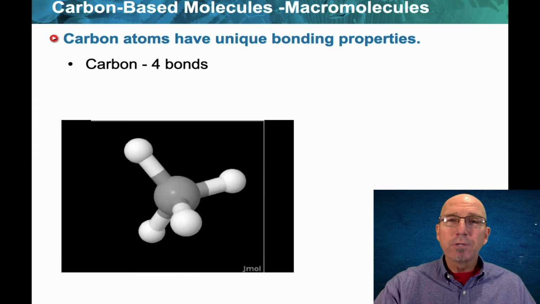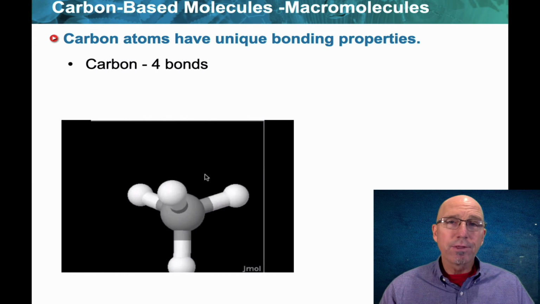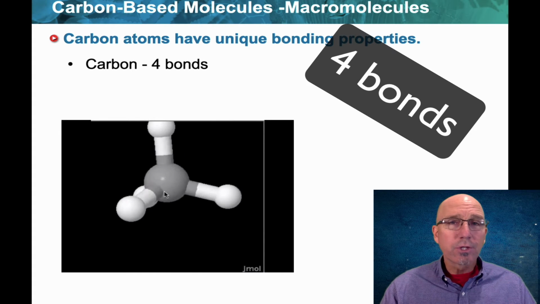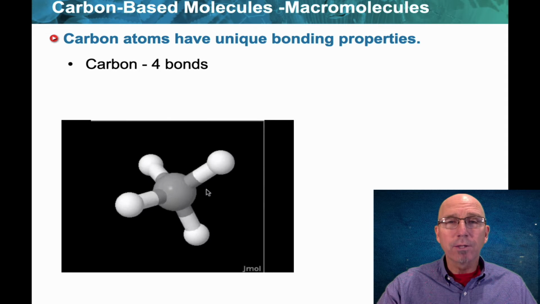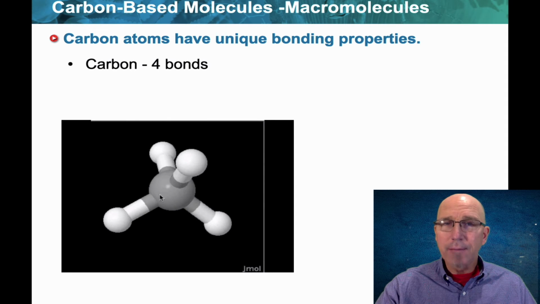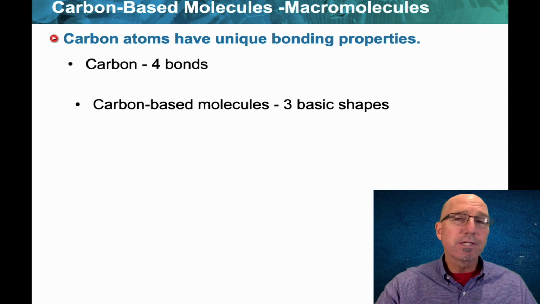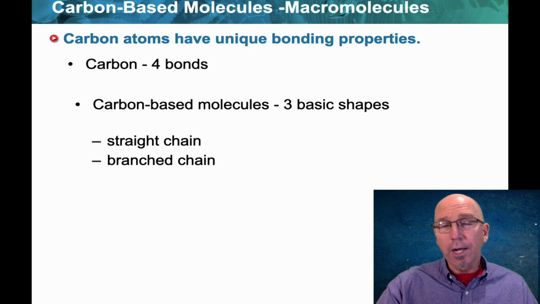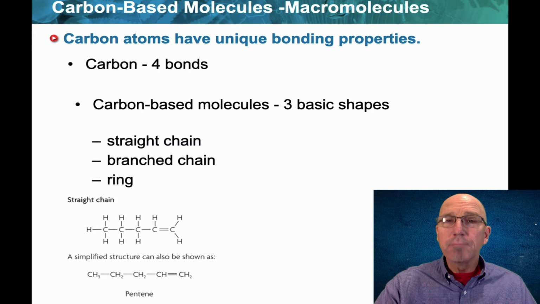Now, carbon has some interesting properties. It can bond to 4 different things, including itself, so other carbon atoms. So here's a carbon, that's the gray, bound to 4 hydrogens. This is a methane molecule. You've already played with this in lab, at least the modeling part of it. Carbon actually has the ability to form 3 basic shapes. It forms straight chains, branched chains, and then it also forms rings.